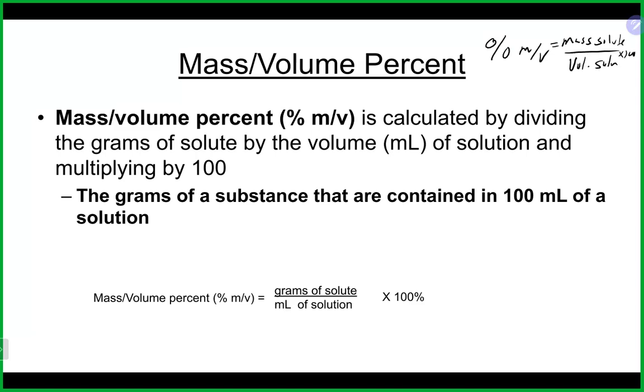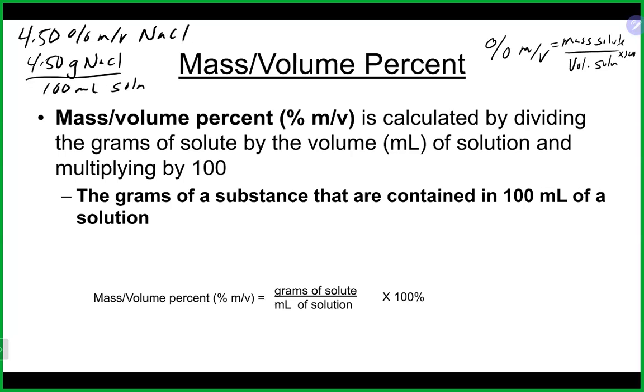In this case, same idea. If you had a 4.5% mass to volume sodium chloride solution, that would mean you have 4.50 grams of sodium chloride in 100 milliliters of solution. Again, just assuming 100 to keep the numbers the same. And you can flip it around if you needed to. 100 milliliters of solution will give you basically 4.5 grams of sodium chloride.